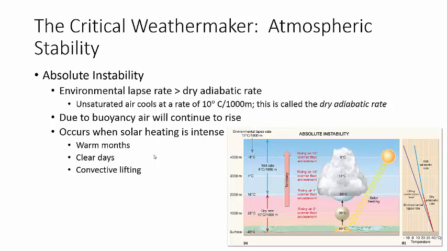So as it rises, what happens? It cools, it expands, it condenses, clouds, precipitation. Right? And so you can see in this little picture over here, you're starting to get not so nice cloud. Right? This usually happens during warm months, clear days, and a lot of times it's due to convective lifting. Florida's starting to be explained, isn't it?